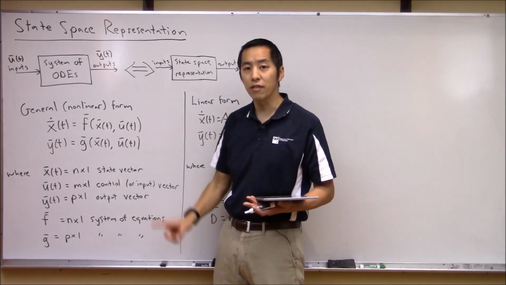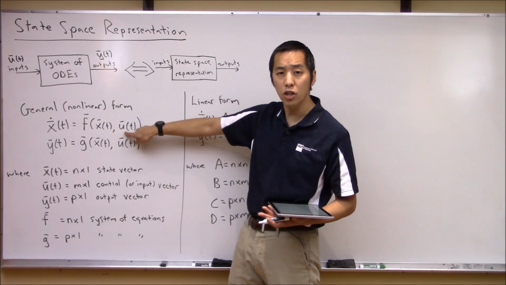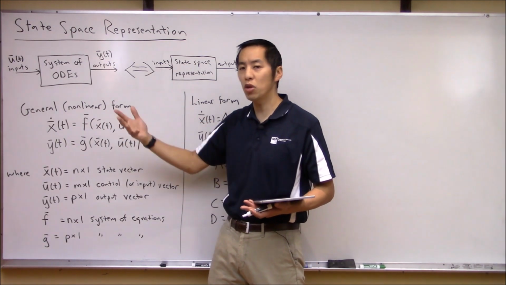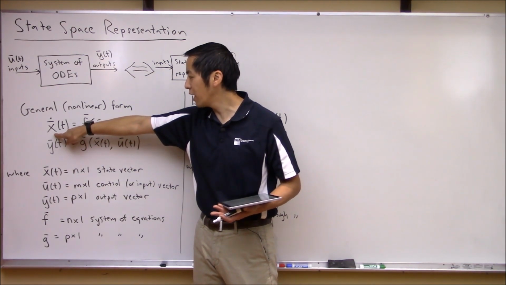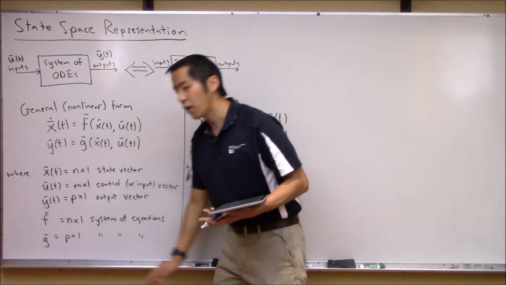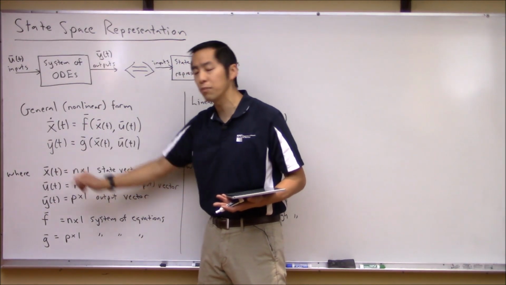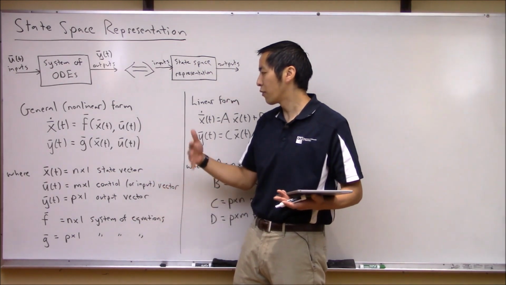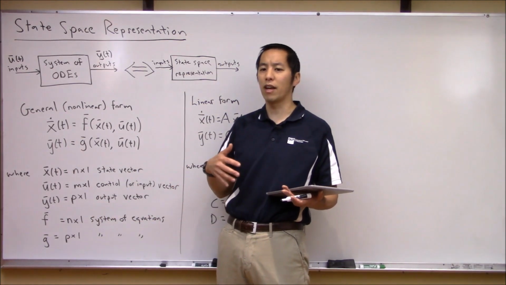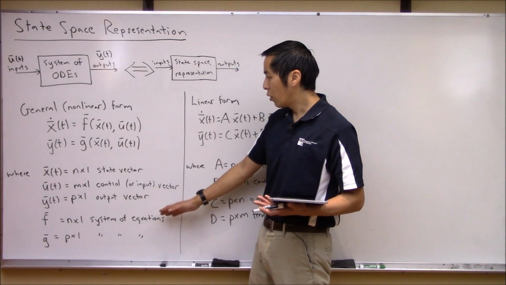So all this f bar function does, you tell it the current state of the system and the current control inputs to the system. Its only job in life is to take those two inputs and compute what is x dot. How is the state vector changing with respect to time? That's its only job, right? Similarly, the g bar function is another nonlinear function, but instead of computing x dot, it just computes the output. So g bar is sometimes referred to as the output set of equations, where f bar is sometimes called a set of state equations or state transition equations, things like that.